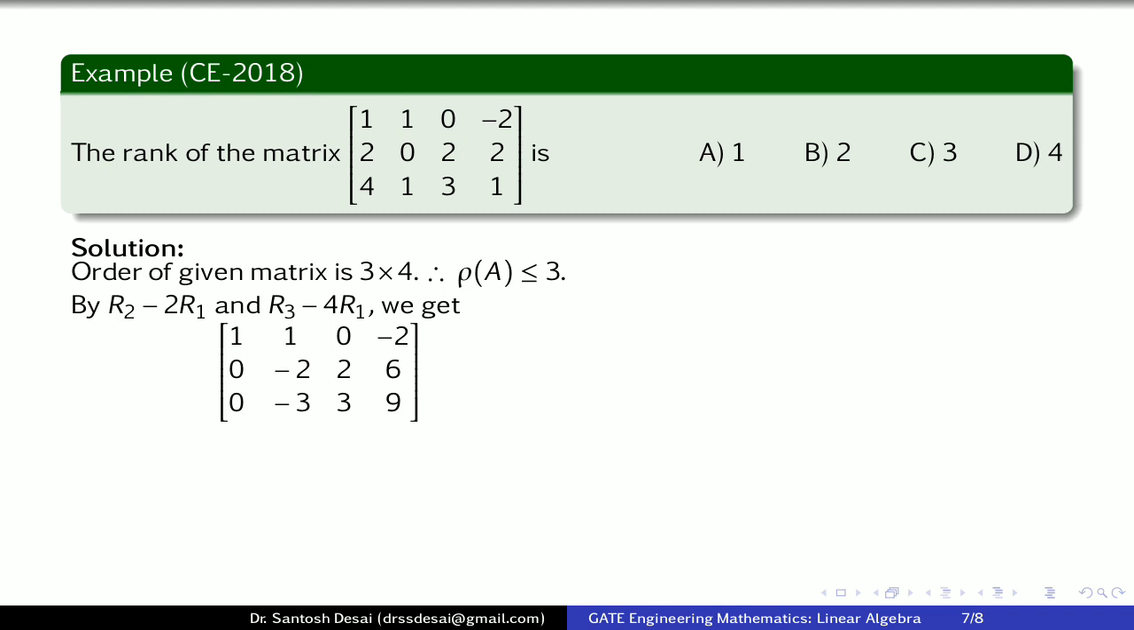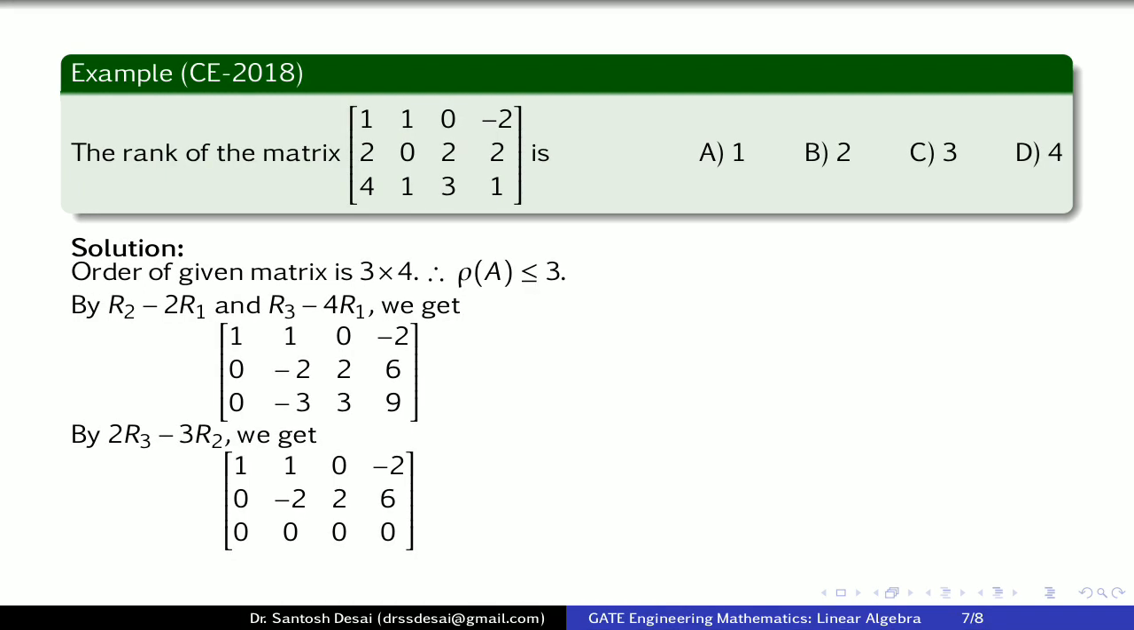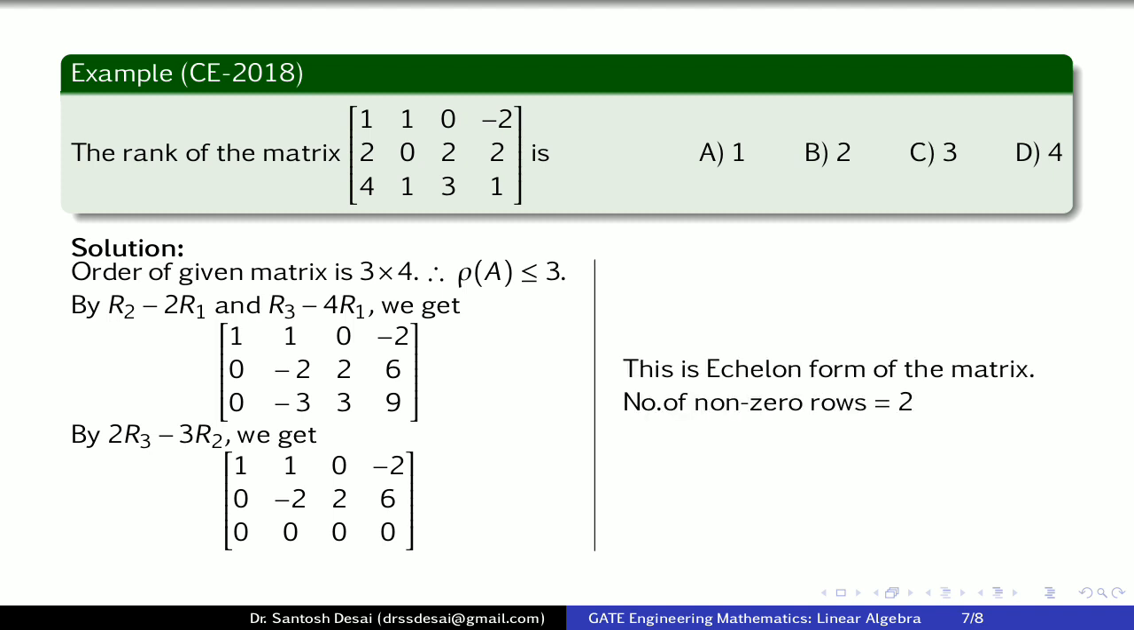Now let us consider the second element of the second row, that is minus 2, and by using this we have to reduce to 0 all the elements below. So we have to reduce minus 3 to 0, and we use the transformation 2 times R3 minus 3 times R2. With this there is no change in the first two rows. The first two rows are as it is, and then the third row takes the form 0, 0 and 0. Now this is the echelon form of the matrix, and here the number of non-zero rows is 2, and therefore the rank of the given matrix is 2.